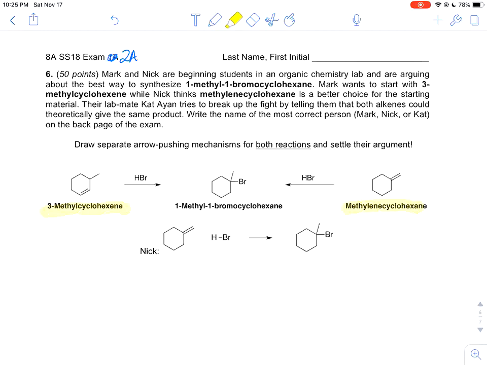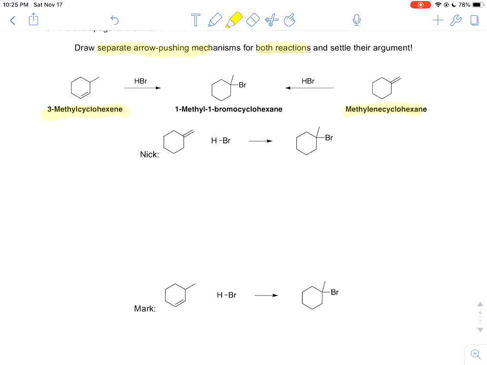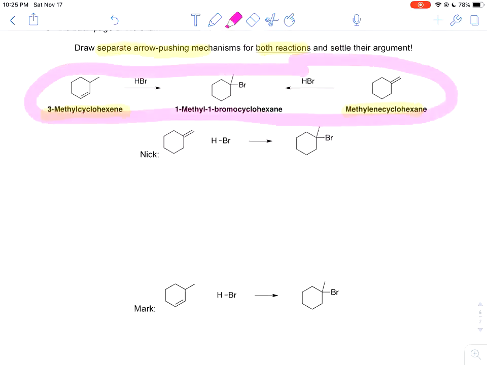But their lab mate, Kat Ayan, tries to break up the fight and tells them that the alkenes could really give the same product. We want to give an idea of who's the most correct person, and then write that on the back page. But I'll just highlight it for you. We're going to do separate arrow pushing mechanisms for both reactions. All right, so this is all laid out for you in this bubble up here. So this is really just an overview of everything that's stated above. So we're going to go through what I'm calling Nick's mechanism first, where we're starting with methylene cyclohexane.